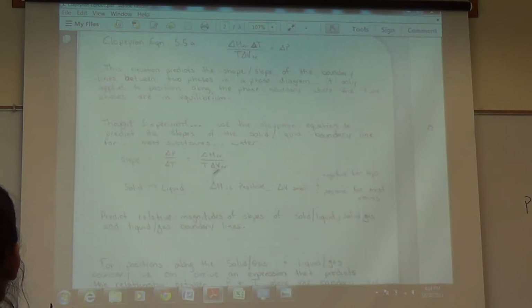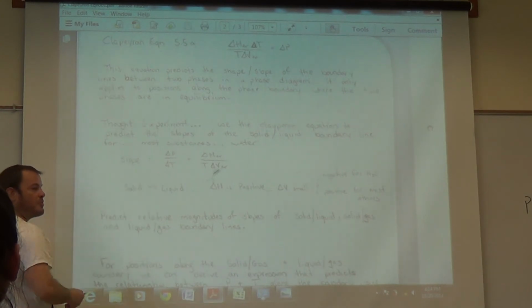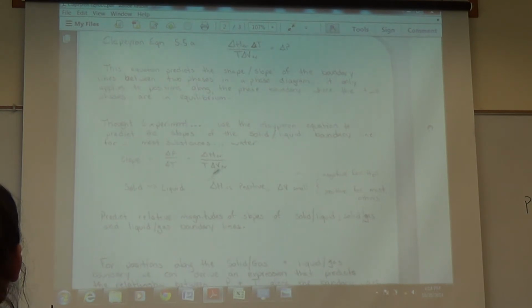What about water? Water, the delta V is negative. So if delta H is positive and delta V is negative, then the slope's negative. And sure enough, we look over here at water, and we've got a negative slope along that boundary between the solid and liquid. You're going to learn all this stuff in your chapter.